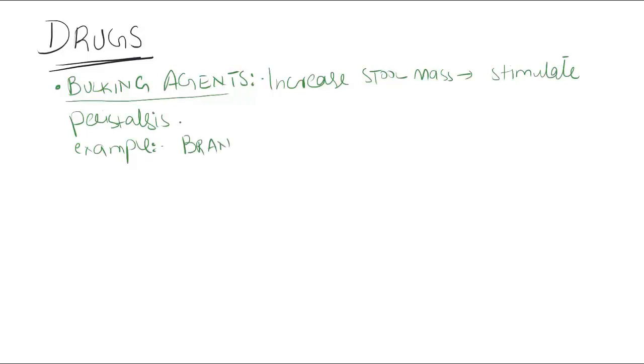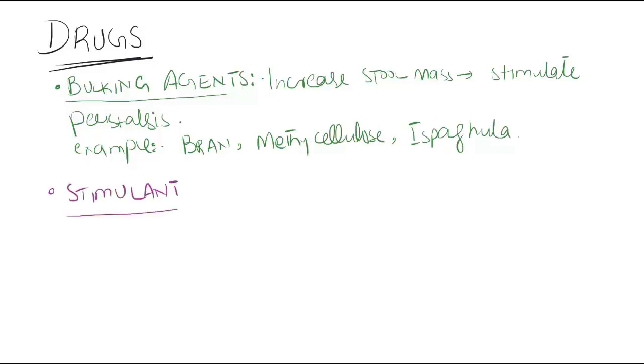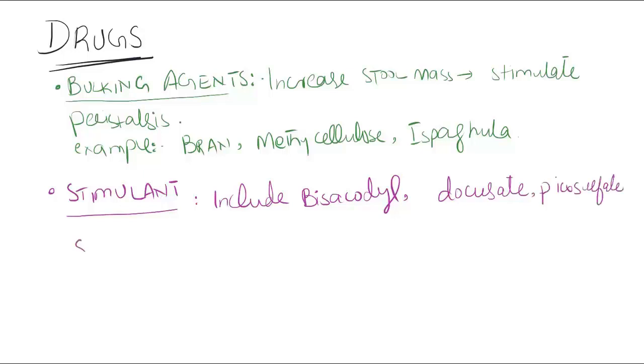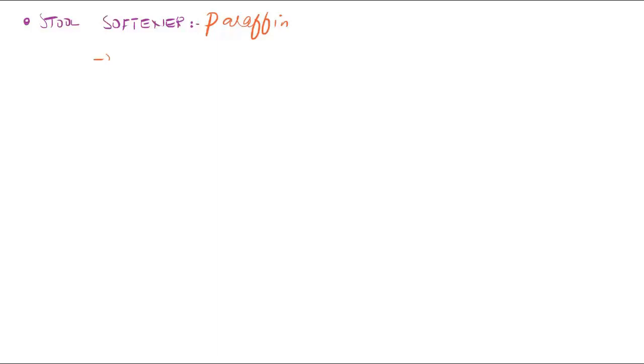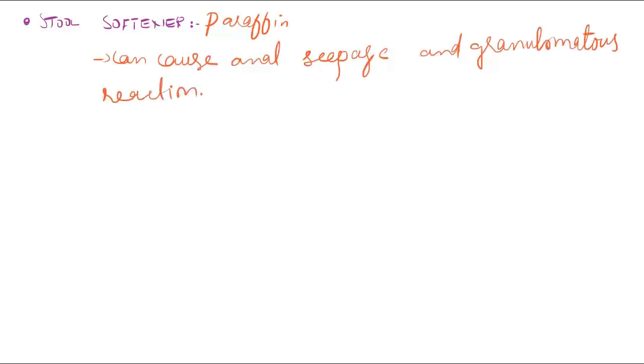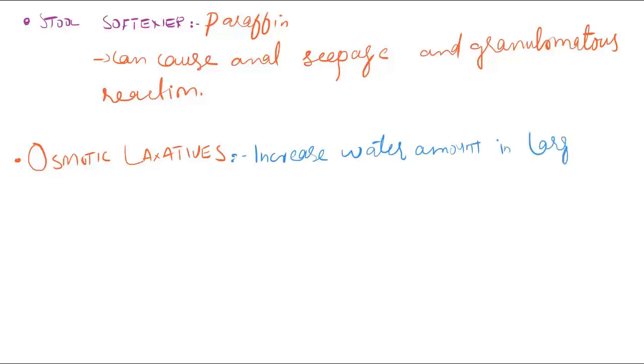Number 1 category is the bulking agent. Bulking agents increase fecal mass and stimulate peristalsis. These agents include bran, methylcellulose and ispaghula. Then are the stimulants. Stimulants include bisacodyl, docusate, picosulfate. Prolonged use can cause atonic, non-functioning colon and hypokalemia. Then next category is the stool softeners like paraffin. They can cause anal seepage and granulomatous reaction.